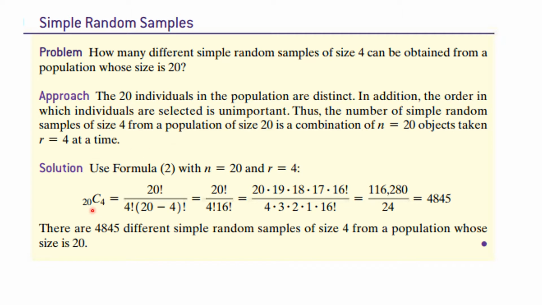So this is the formula that we use. We plug those numbers in, and we do the calculation. The 16 factorials will cancel, and a bunch of these will cancel into that, and you get 4,845 different simple random samples of size 4 from a population whose size is 20.